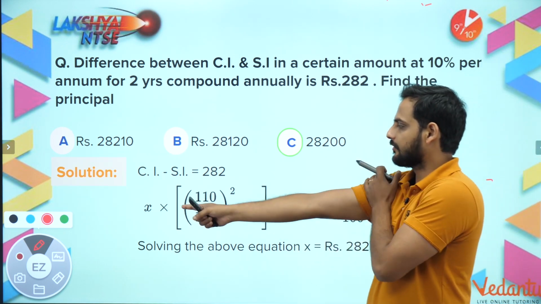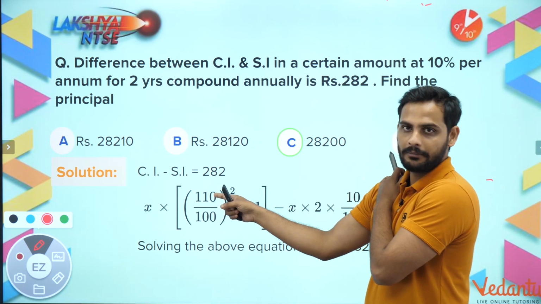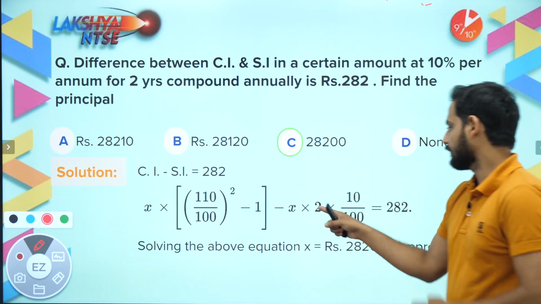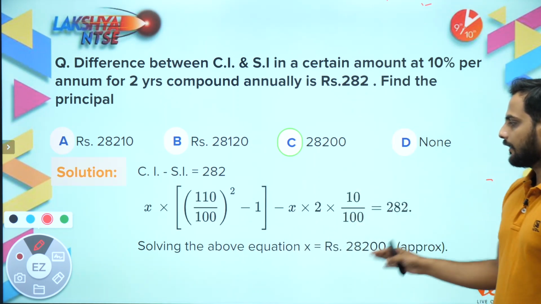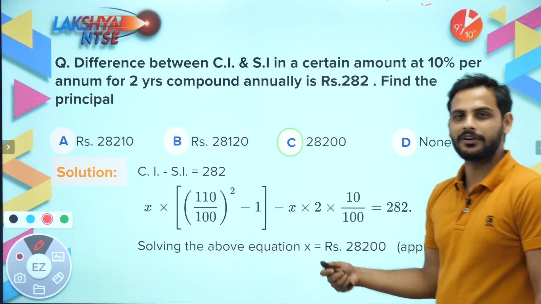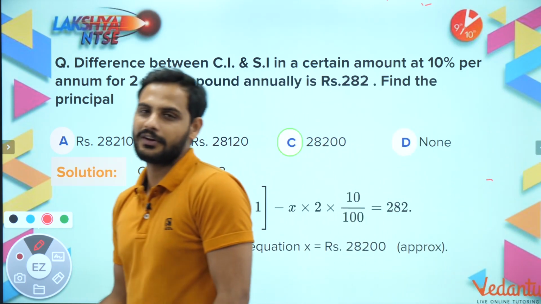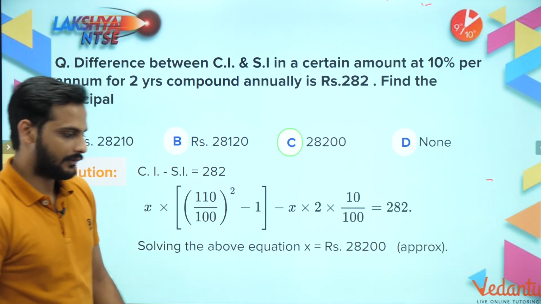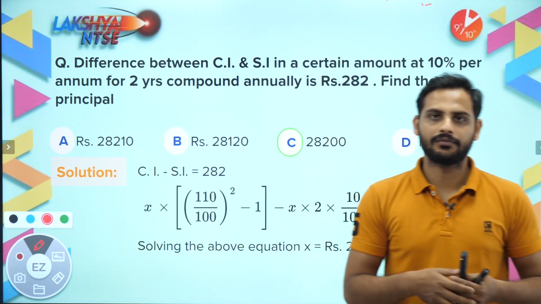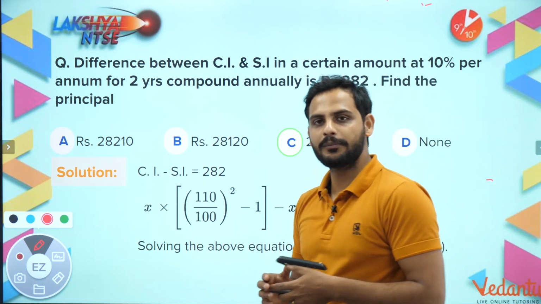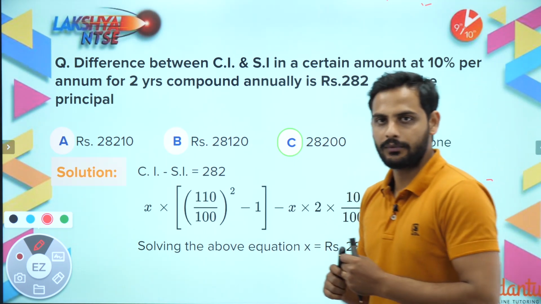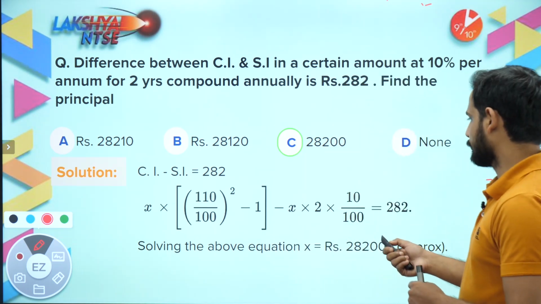Compound interest formula is principal into 1 plus r by 100 to the power 2 minus the principal; simple interest formula they have used, and then they have solved this equation. So approximately you are getting x is equal to 28,200. So sometimes calculations will also be there. This is the most time consuming part in the paper, compound interest, and sometimes data interpretation as well. Compound interest takes a lot of time to calculate, so try to improve your calculations. Okay, chalo, let's move to the next part.